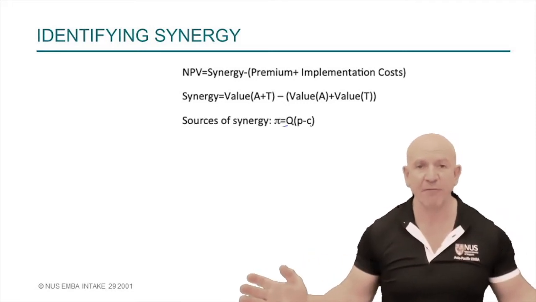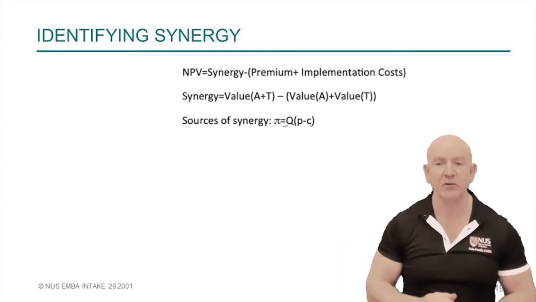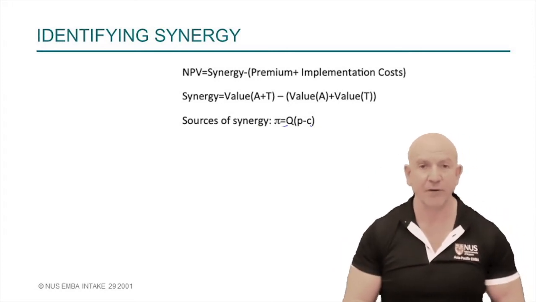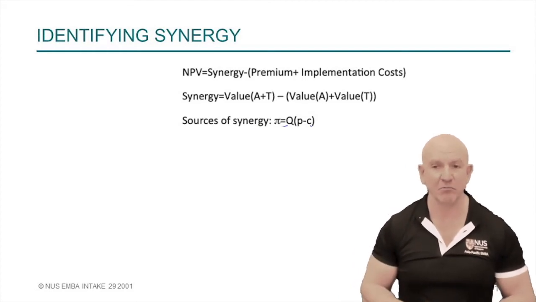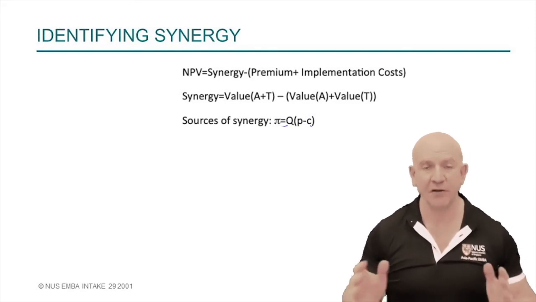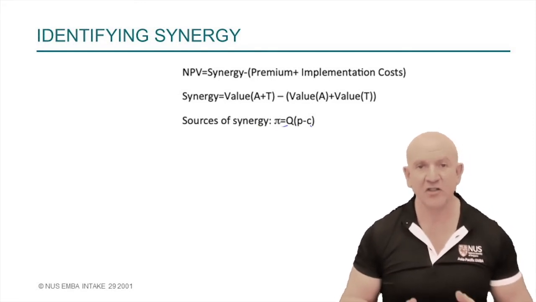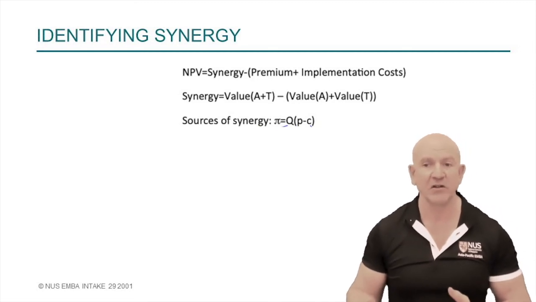Where can synergy come from? That's the critical point, right? So we have the logic of the first two lines. Where can synergy come from? There's three sources of synergy, right? And that comes from the profit function of a firm. Profit is simply a function of units sold times margin, where margin is defined as price less cost, right?